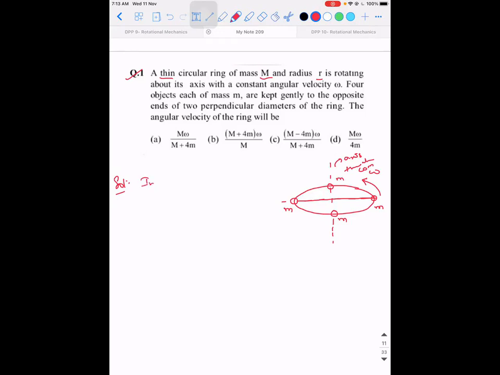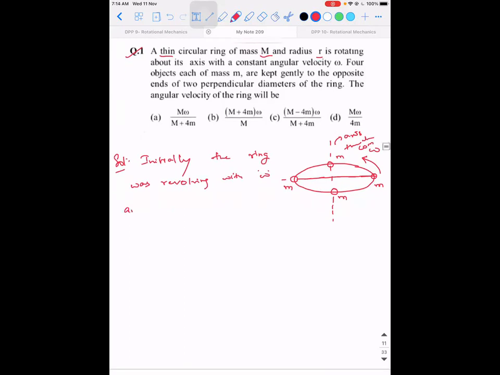So initially what was happening? Let's analyze the physics behind it. Initially, the ring was revolving with angular velocity omega and moment of inertia of how much value? So what is the moment of inertia of a ring about its axis? It is mr square. Okay, have this in your mind. So moment of inertia of a ring about an axis passing through the center of mass and perpendicular to the plane is mr square.